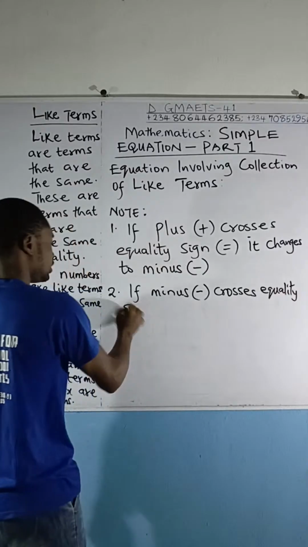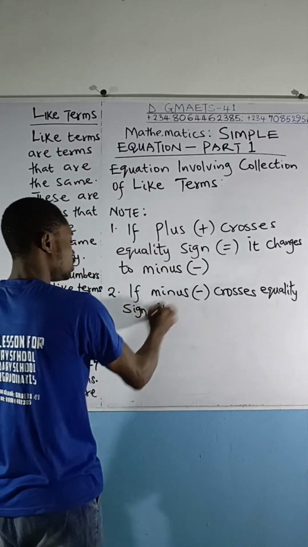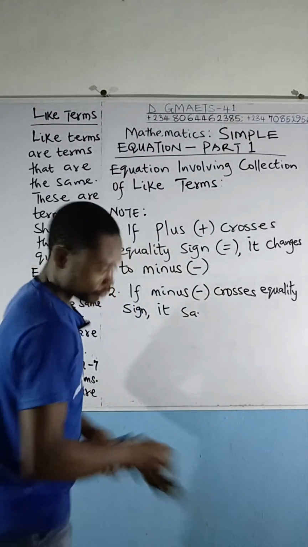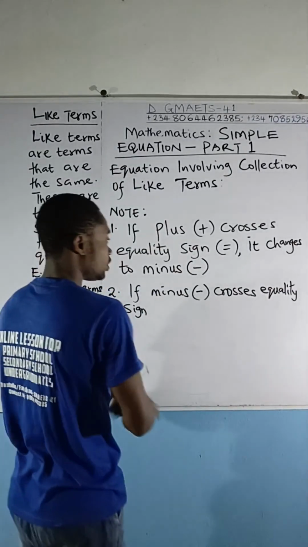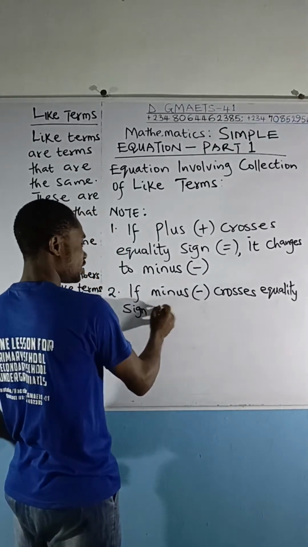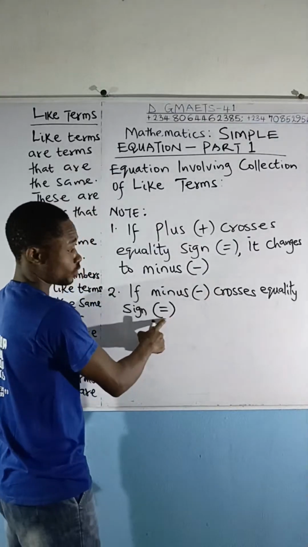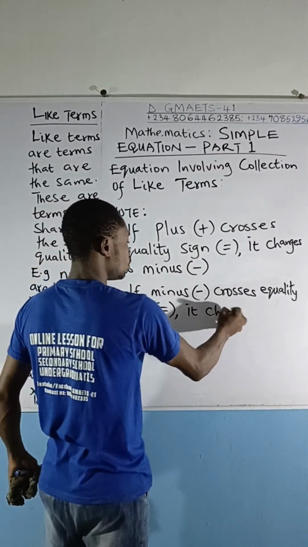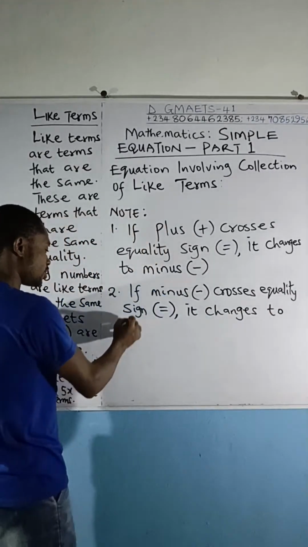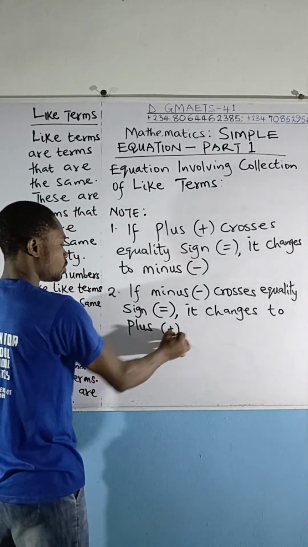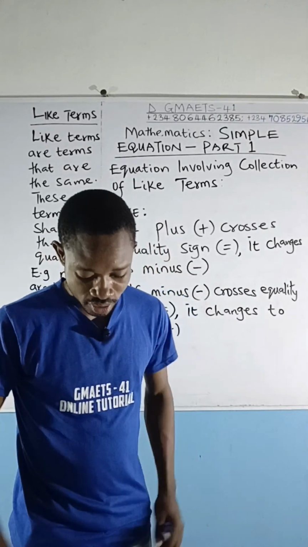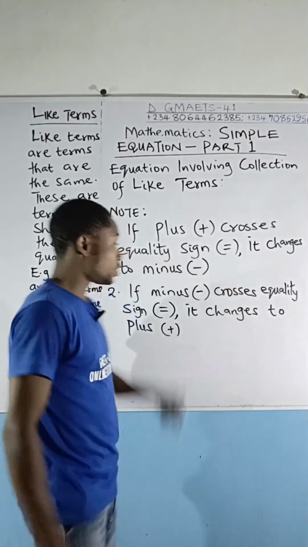Equality sign. It changes. I've told you that equality sign, oh no, what am I writing? Equality sign, okay. And this equality sign changes to, tell me what it will change to. It changes to plus. That's good. So you want to be guided by this, because we'll be dealing with this when we solve questions.